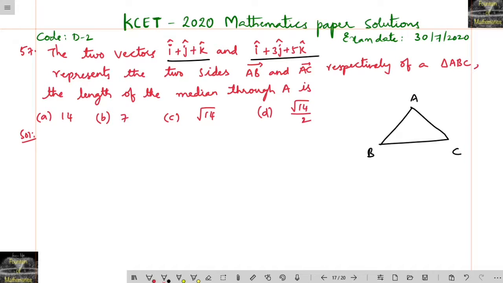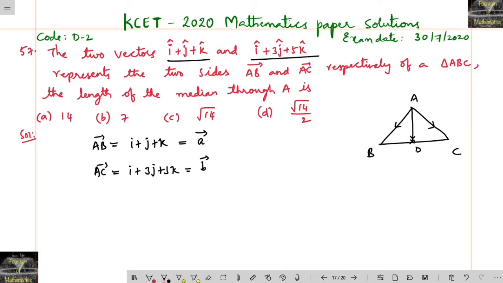and it is given AB and AC vectors are given. The side AB vector is given as i plus j plus k, and let's consider it to be some vector a. And the next one, AC, is given as i plus 3j plus 5k. So let me take this as your vector b, and there is a median. Let me take the midpoint D here. AD is a median.